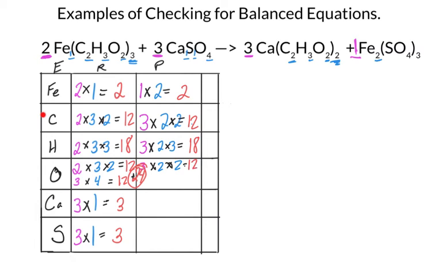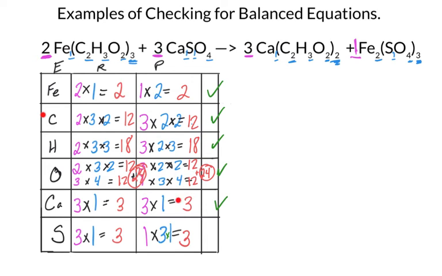Now we'll add in the oxygens from the iron 3 sulfate, and for that, we're going to have 1 times 3 times 4 for a total of 12 oxygens. We add those two together, and we get a total of 24 oxygens on the product side. We still have the calcium left, which is going to be 3 times 1 for a total of 3, and the sulfur, which is going to be 1 times 3 for a total of 3 sulfurs. And now we can look at all of those, and we can see that everything matches up. So 2 irons, 12 carbons, 18 hydrogens, 24 oxygens, 3 calciums, and 3 sulfurs on both sides.